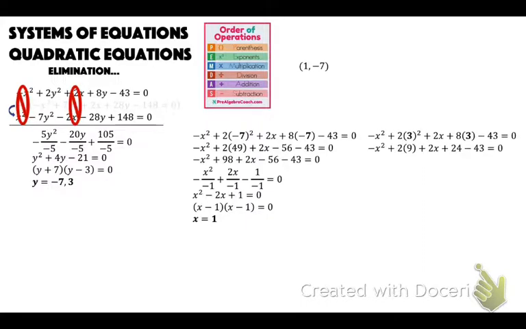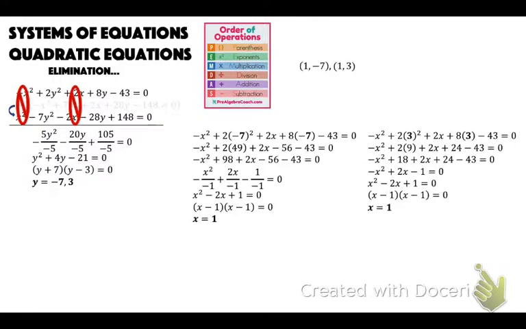So you get negative x squared plus 2 times 3 squared, which is 9, plus 2x plus 8 times 3, which is 24, minus 43 equals 0. So that's negative x squared plus 18 plus 2x plus 24 minus 43 equals 0. So that's negative x squared plus 2x, and 18 plus 24 minus 43 is negative 1. Divide by that negative. We're ending up at the same spot here. That doesn't always happen. That is a coincidence in this one. But again, x equals 1, so this is going to be 1 comma 3.